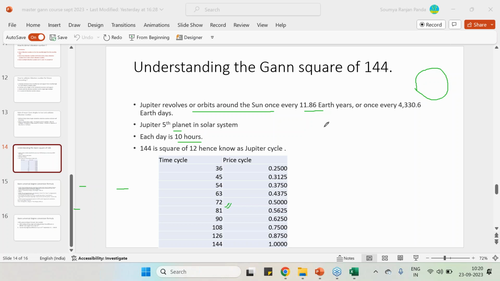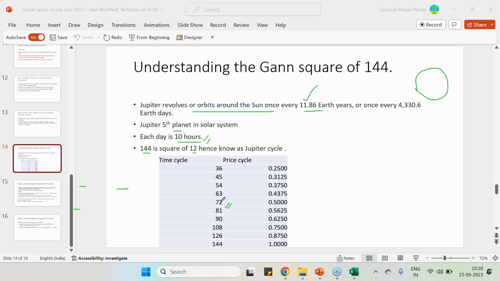So a division by 10 is also required. So the square root of 144 is 12. So 12 into 12 is 144. So from Jupiter's Earth years, this square of 144 has come. Rounding 11.86 to the nearest whole number, 12. 12 into 12 is 144. That's why it is called the square of 144. Then Earth hours is 10. So 10 hours is one complete rotation.